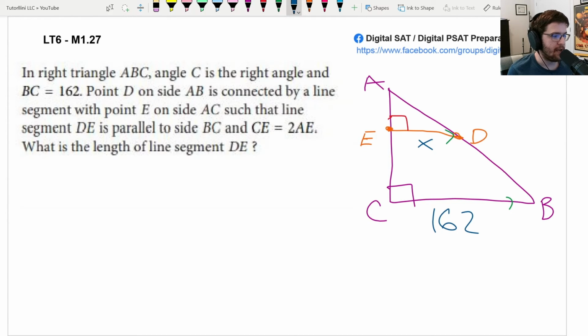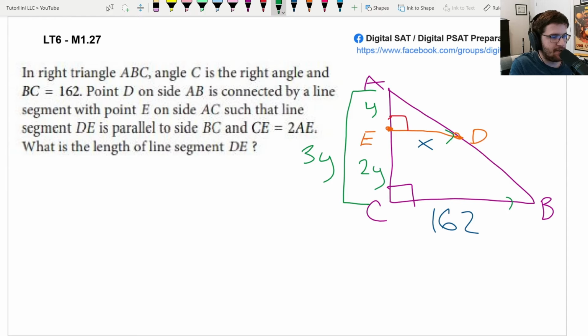Okay, and CE equals 2 AE. So what I'm going to do is label this one, AE, as Y. And then I'll use a different color. How about green? We'll call this guy Y, and then we'll call CE 2Y. But really important, guys, this is not the side of a triangle, so we can't use this in similarity. So Y plus 2Y is 3Y.